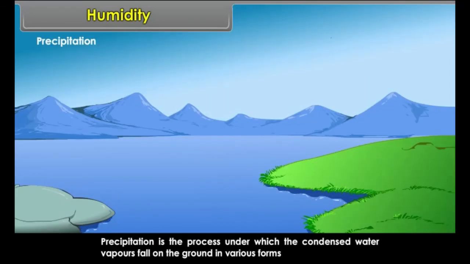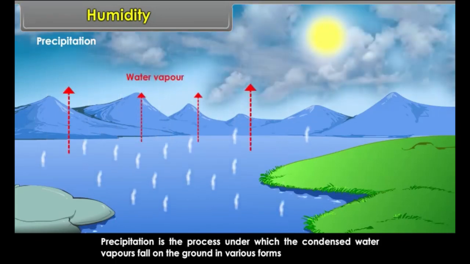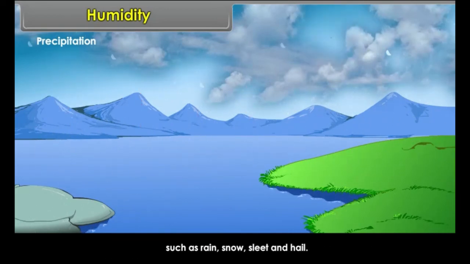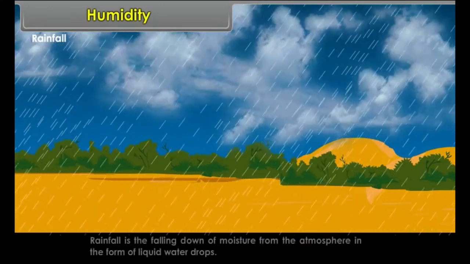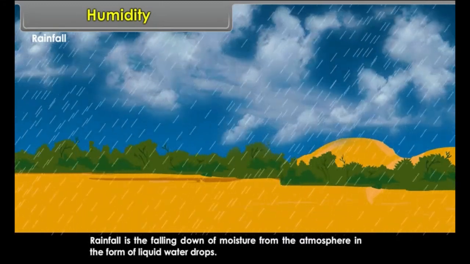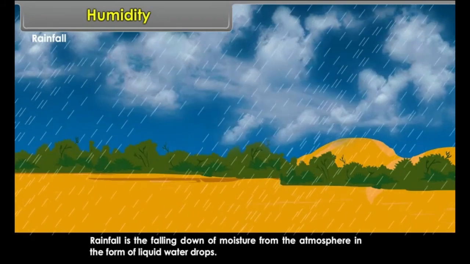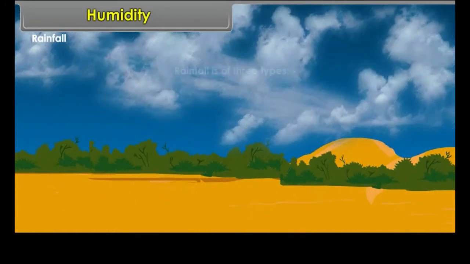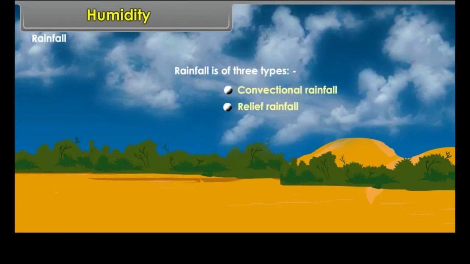Precipitation. Precipitation is the process under which the condensed water vapors fall on the ground in various forms such as rain, snow, sleet and hail. Rainfall. Rainfall is the falling down of moisture from the atmosphere in the form of liquid water drops. Rainfall is of three types: convectional rainfall, relief rainfall, cyclonic rainfall.